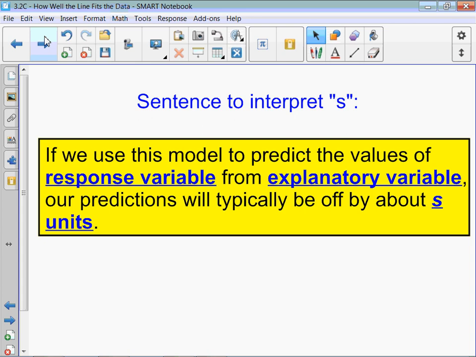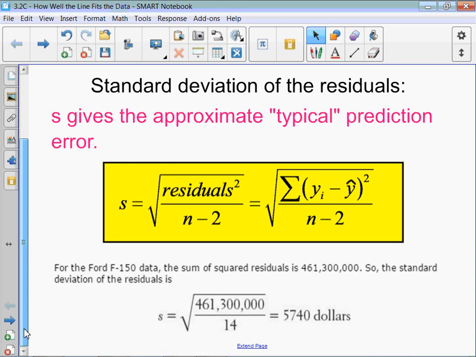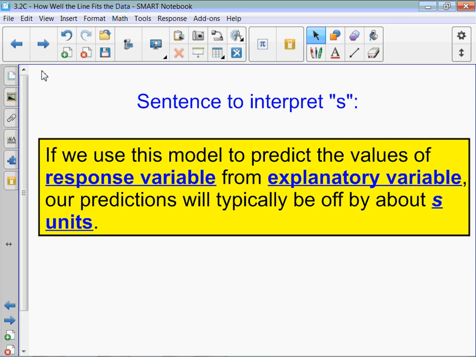So if we were to put this in the context of the truck problem, if we use this model to predict, what are we predicting in the truck problem, you guys? Yep, its value, or the price of the truck, okay? So if we use this model to predict the price of the truck from, what was the x in the truck problem? It was mileage, okay? From mileage, our predictions will typically be off by about, whatever that number was that we just said, $5,740, okay?